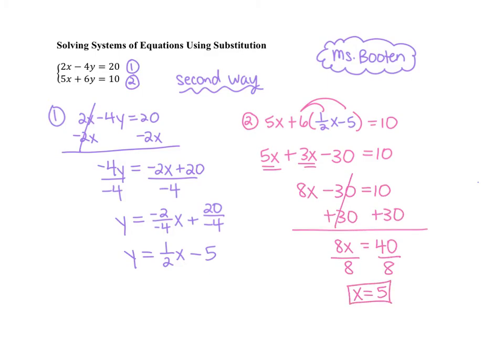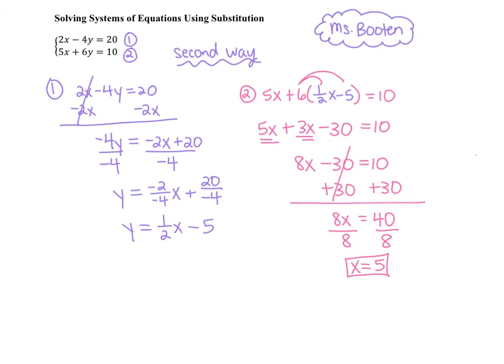Okay, we've solved for one of the variables. Now we need to plug back in to solve for the second variable. It doesn't matter which equation you use to solve for that second variable. So I'm going to go ahead and choose to use equation number 2 this time. So equation number 2, we're going to do 5, and then instead of x, we're going to substitute in what we found x to be, which is 5, plus 6y equals 10. All right, and then 5 times 5 is 25, plus 6y equals 10.